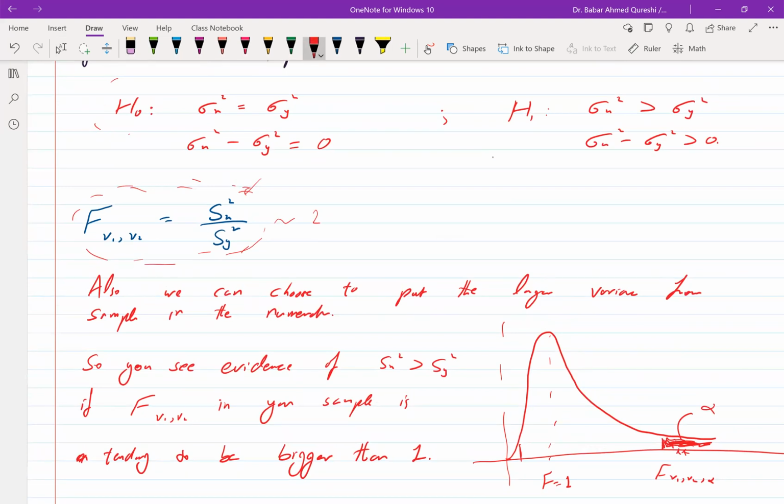On the other hand, suppose in your sample Sy was greater, then you will compute Sy square over Sx square, and then your alternate hypothesis would be that sigma y square is bigger than sigma x square, because this is the evidence you are seeing in your data, and you just want to quantify how strong that is.